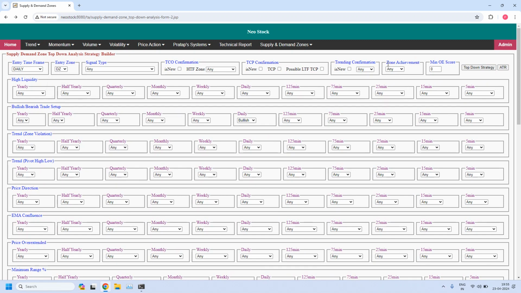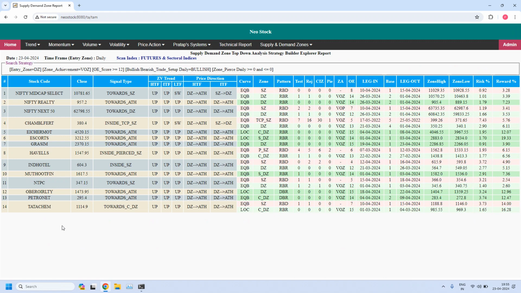And the second filter, our zone achievement should be VOZ, violated opposing zone. And the third filter, minimum odd enhancer score should be 12. So with these filters, we are filtering bullish trade setup stocks for monthly income trade. So these 14 stocks are filtered. Currently these 14 stocks are supporting bullish trade setup for monthly income trade, that is entry time frame is daily.